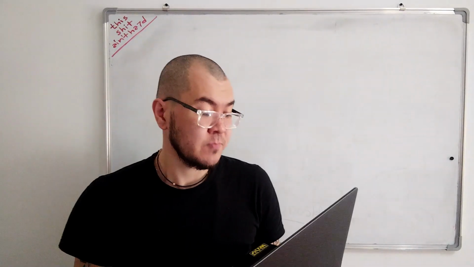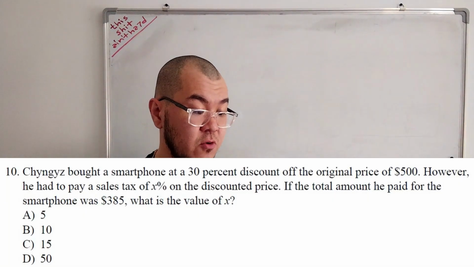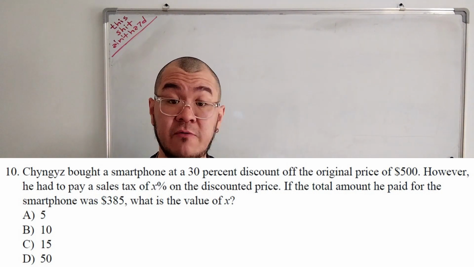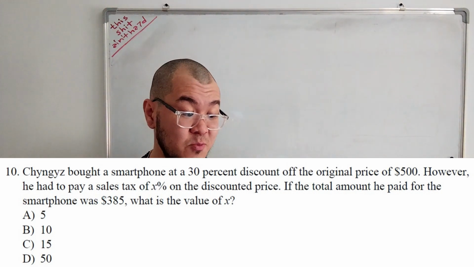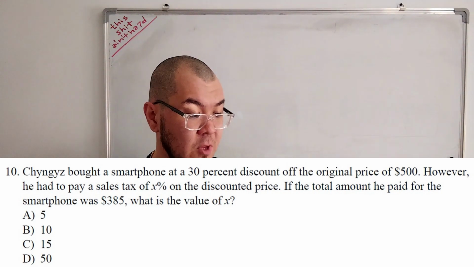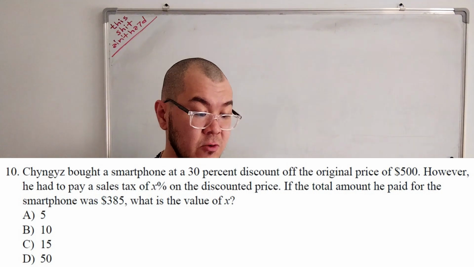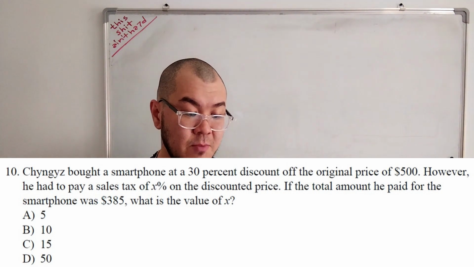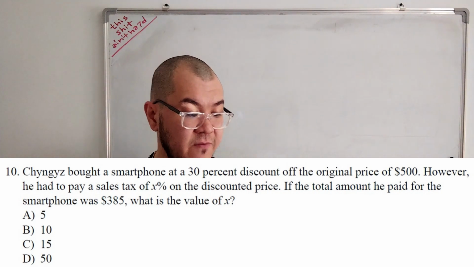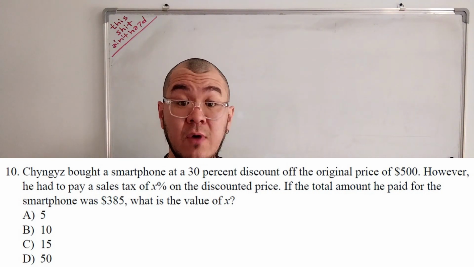Problem number 10. Chunlis bought a smartphone at a 30% discount of the original price of 500. However, he had to pay a sales tax, remember guys, of X% on the discounted price. If the total amount he paid for the smartphone was 385 bucks, what is the value of X?